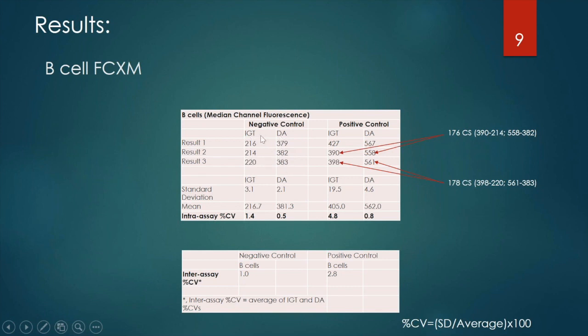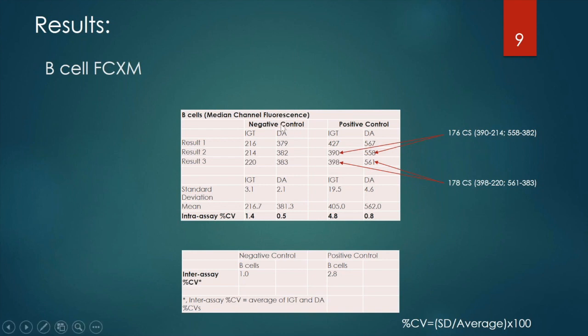So I had done it on my 96 well plate, the V bottom plate, and the DSL plate. I did the negative control serum. So these are median channel fluorescence. I'm showing you the data of negative control and the positive control, IGT method, DSL method, IGT method, DSL method. And result 1, 2, 3 are the triplicates. So when I say result 1, it is one of the 3 triplicates of the same sample. I'm only showing you data of one cell here.